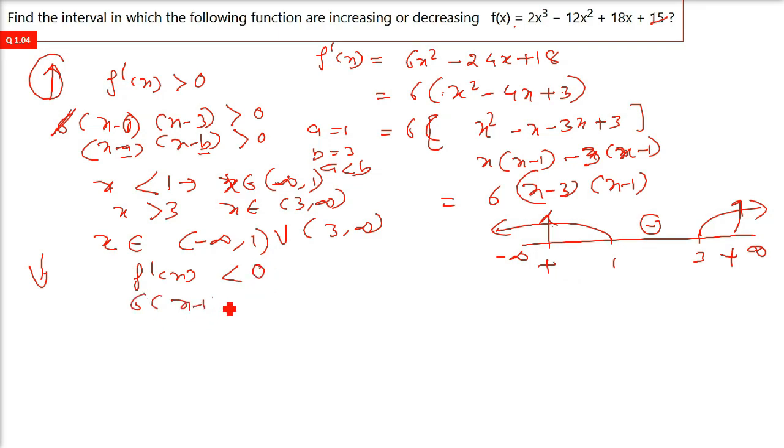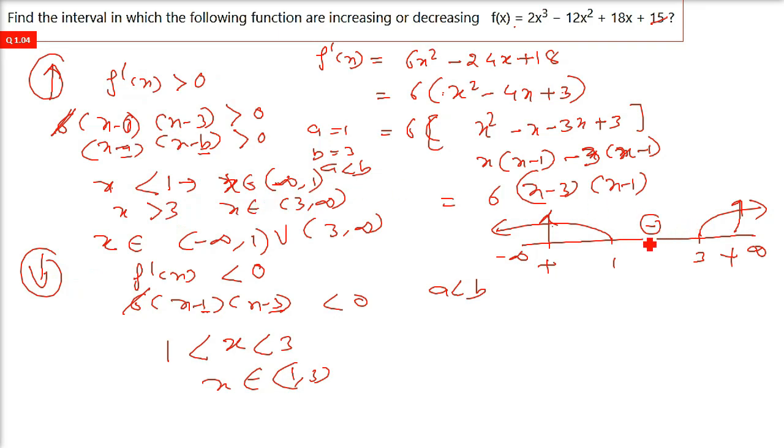So this 6 into (x minus 1)(x minus 3) less than 0. You can again divide both sides by 6. So we have (x minus 1)(x minus 3) less than 0. So if a is less than b, 1 is less than 3 of course, the direct solution is x should be between a and b. That is, it has to be between 1 and 3. So x belongs to (1, 3). This is the set. So these are the two solutions for increasing and decreasing function.